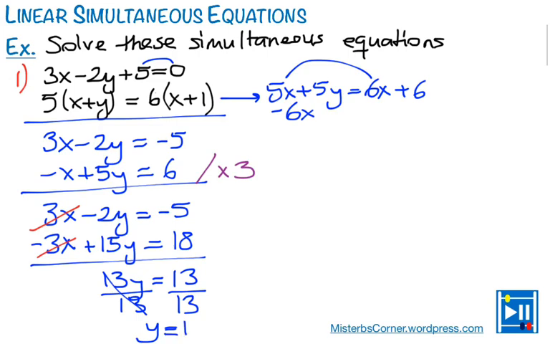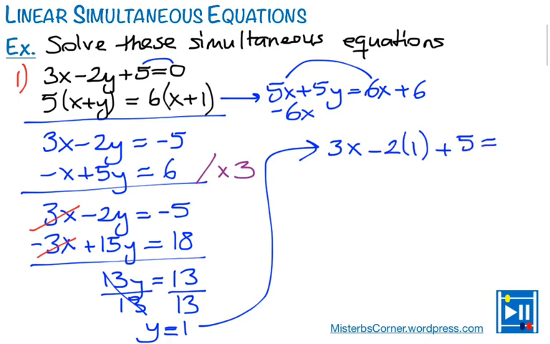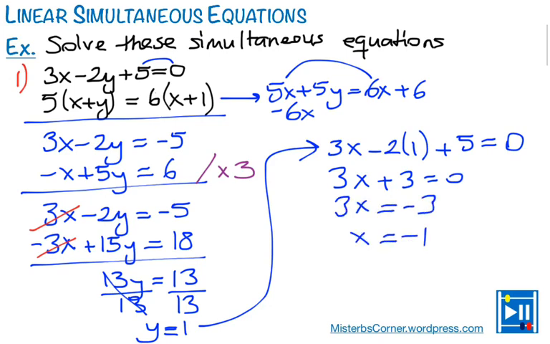Right, so for y equals 1, I think it's best if I use the first equation. 3x minus 2 times 1, instead of y I substituted 1, plus 5 equals 0. So that's going to be 3x plus 3 equals 0. So 3x is negative 3, x is negative 1. So I found the values of x and y. Now this was a nice one. You ended up with integers, but keep in mind the x and y values could be fractions.